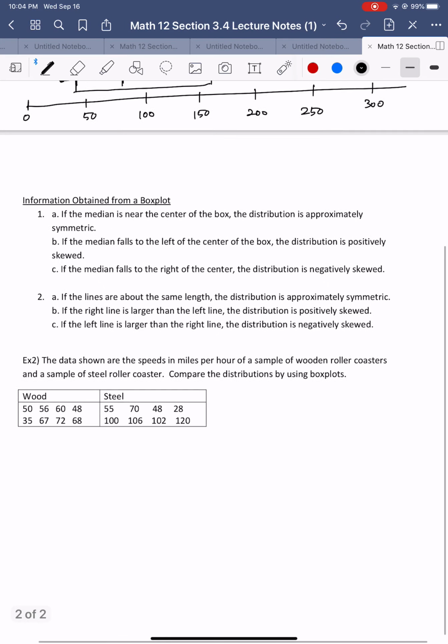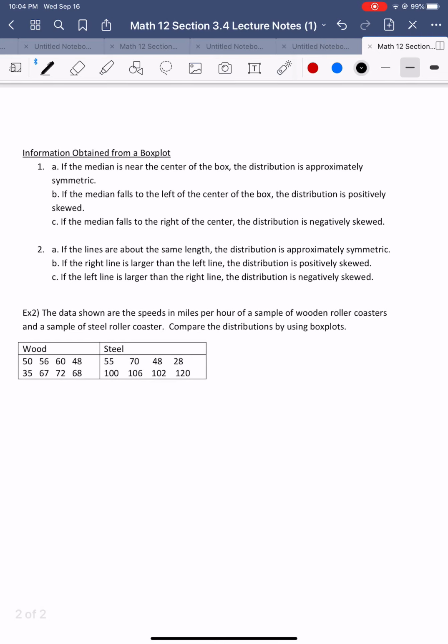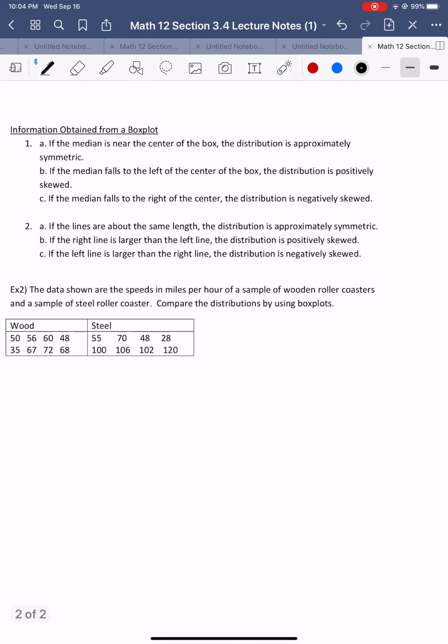Information obtained from the box plot: if the median is near the center of the box, the distribution is approximately symmetric. If the median falls to the left of the center of the box, the distribution is positively skewed. And if the median falls to the right of the center, the distribution is negatively skewed, okay? Another way to say it: positively skewed is right skewed, and negatively skewed is left skewed.